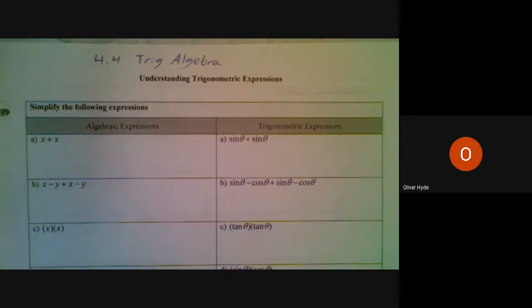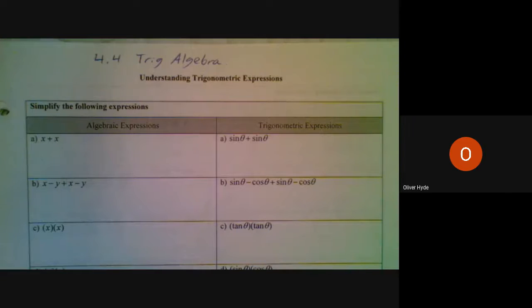Before we get started with our Trig lessons, I'd like you to find the file 4.4 Trig Algebra on our class website. We're going to be manipulating trigonometric expressions in this course, and the earlier we get a start of talking about these expressions in the right way, the better. And I think since we're not meeting as a group, I'd like you to start with this.